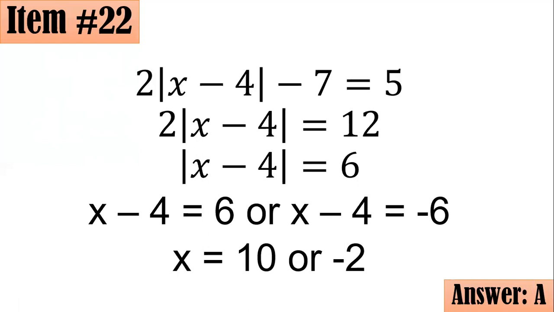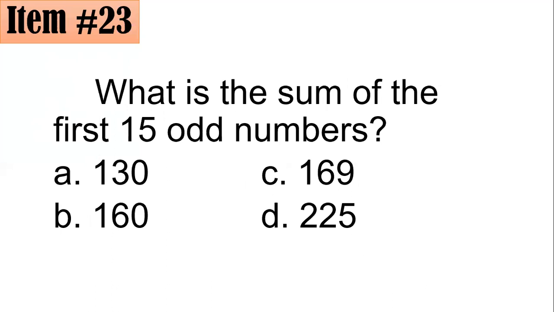Okay. Moving on to 23. What is the sum of the first 15 odd numbers? So is it 130, 160, 169, or 225? In our case here, there's a presumption that the odd numbers are positive, okay?